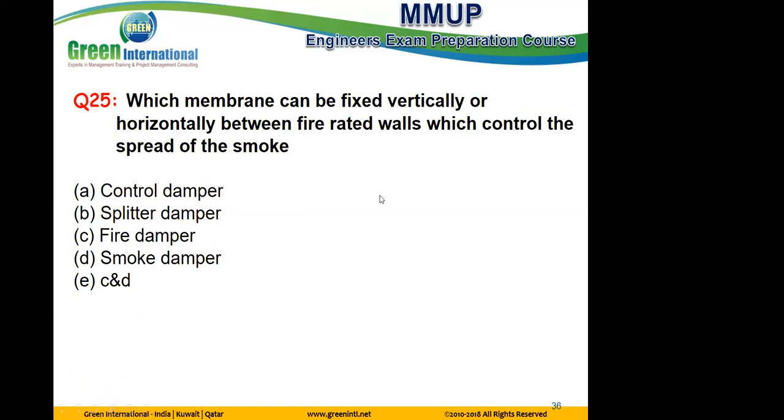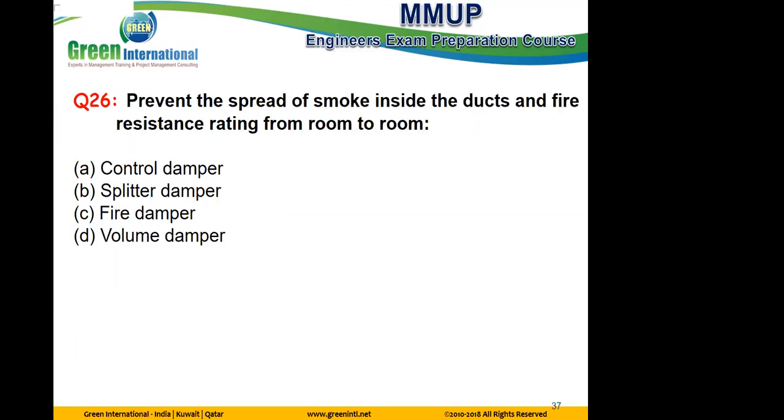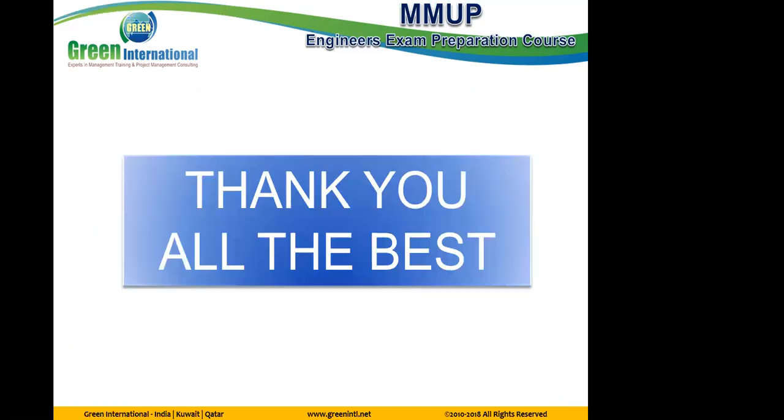Which device can be fixed vertically or horizontally between fire rated wall, which controls the spread of the smoke? This is E, yes, fire or smoke dampers. Correct. Prevent the spread of smoke inside the duct and the fire resistance rating from room to room. Fire damper. That's it. Finish.